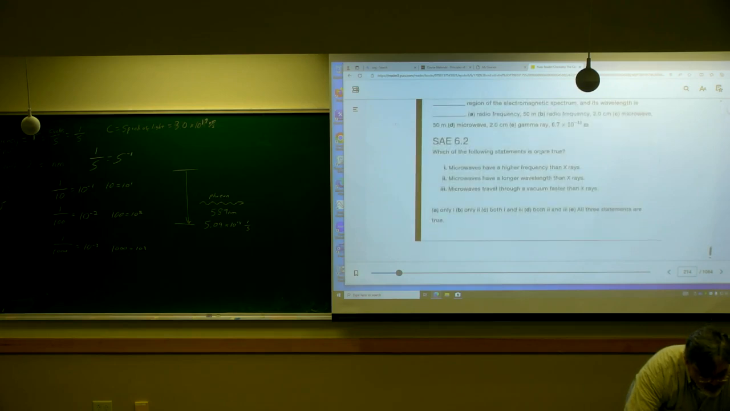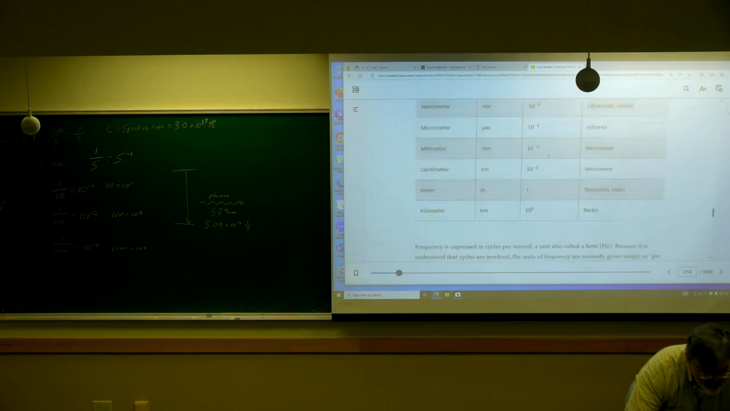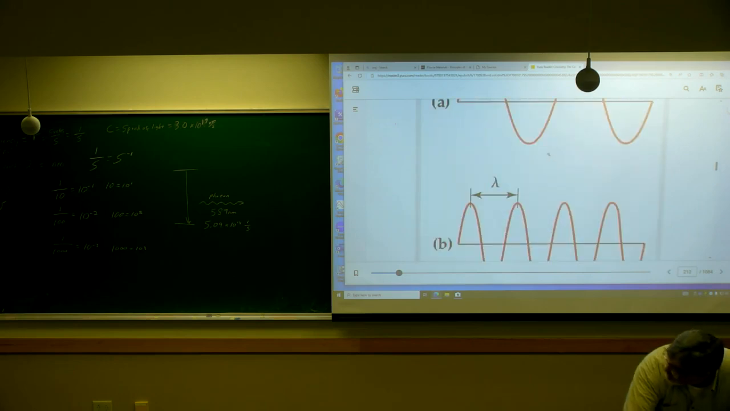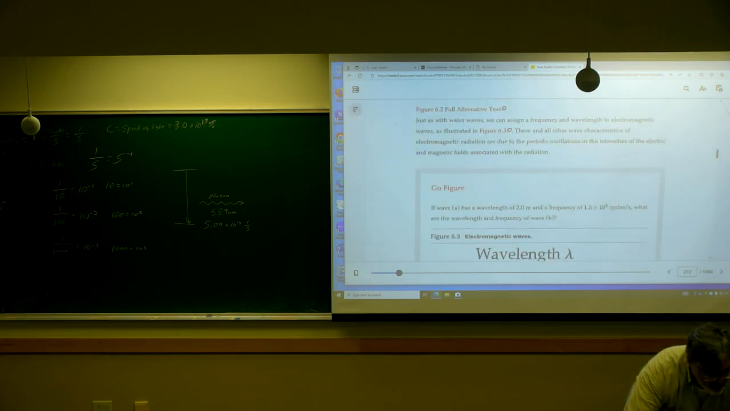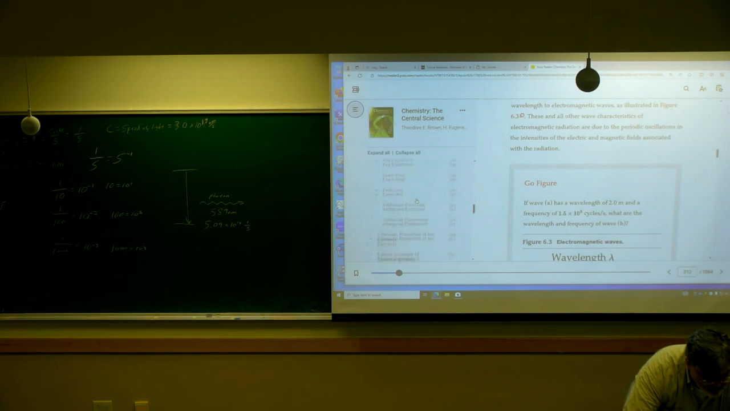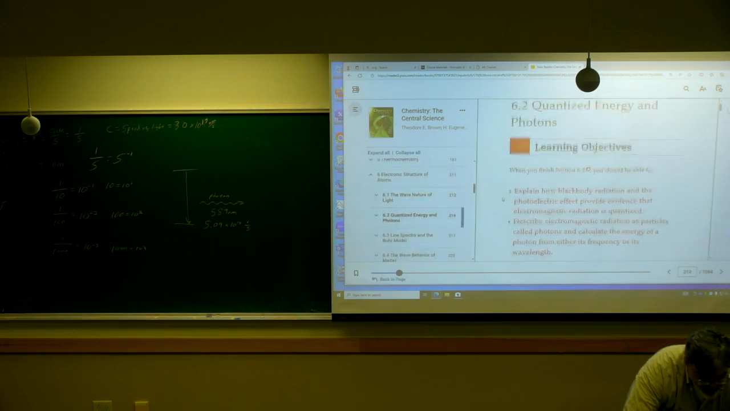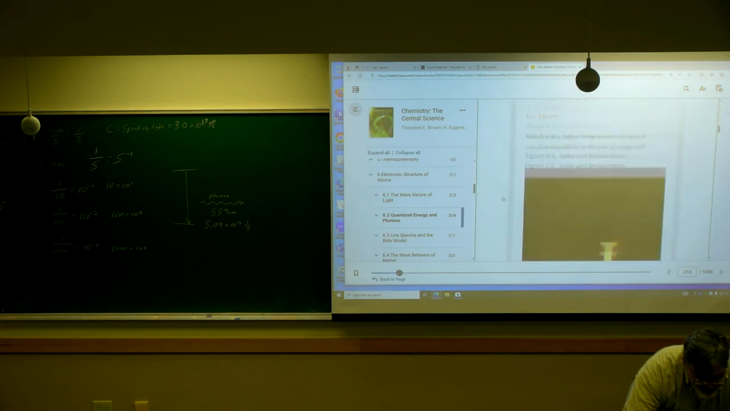All right, so this section was all about describing light: frequency, wavelength, and energy. You can relate frequency and wavelength to energy through that equation. So that is the wave nature of light. Next: quantized energy and photons.